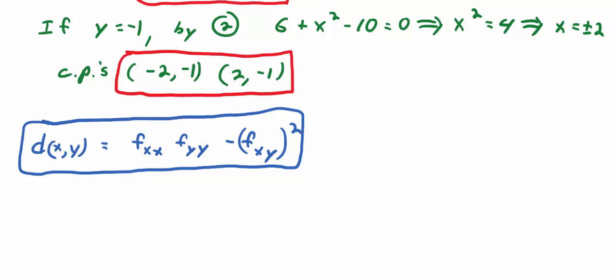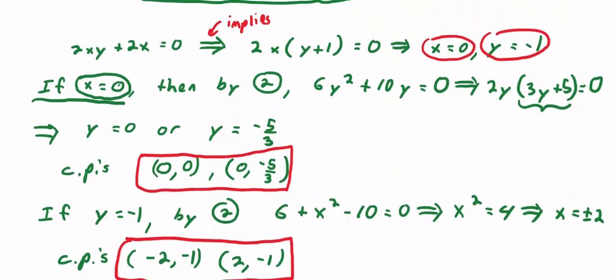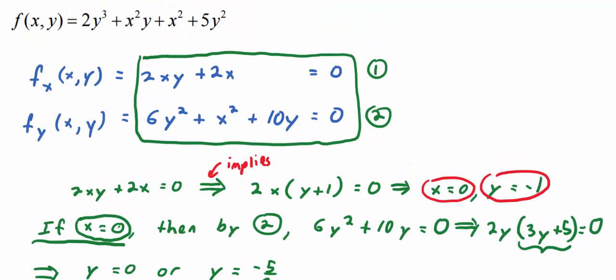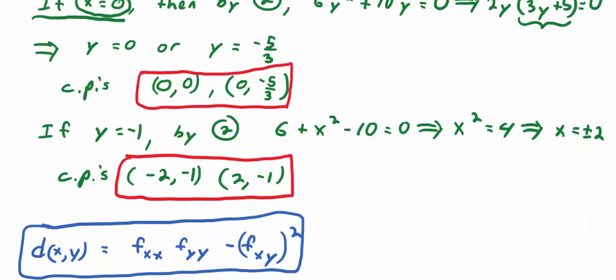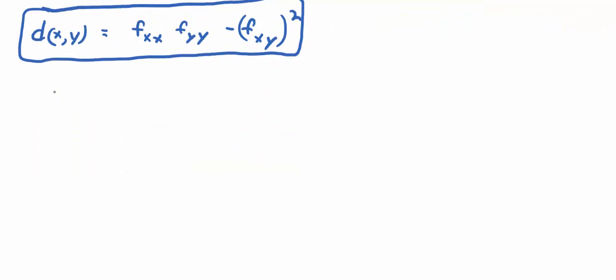So how do we do that? Well, we've got to take the second derivatives. Remember, f sub x is 2xy plus 2x. So what's its derivative with respect to x? We're going to get 2y plus 2. Going back down here, using the shorthand notation, I'm leaving off the (x, y) on most of them. So f sub xx would be 2y plus 2.